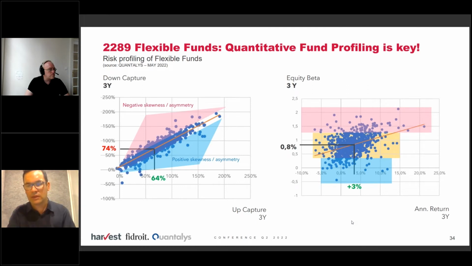And we see on this graph a lot of flexible funds which always have high correlation with the equity market. Some of them are more mixed and balanced, moderate, in yellow, and others are more defensive and generate positive return even if the equity markets are negative. So it's a good way to simplify your analysis with Quantalys tools. Next slide.